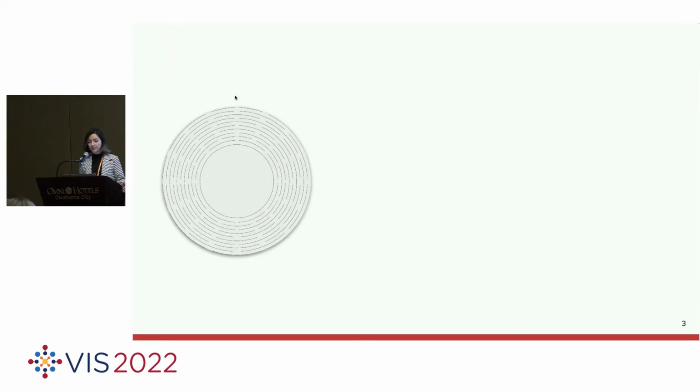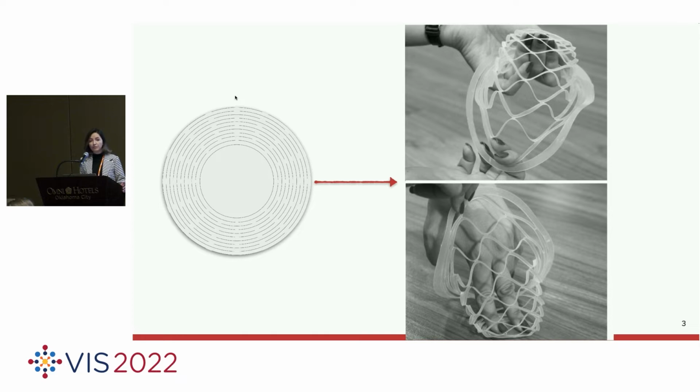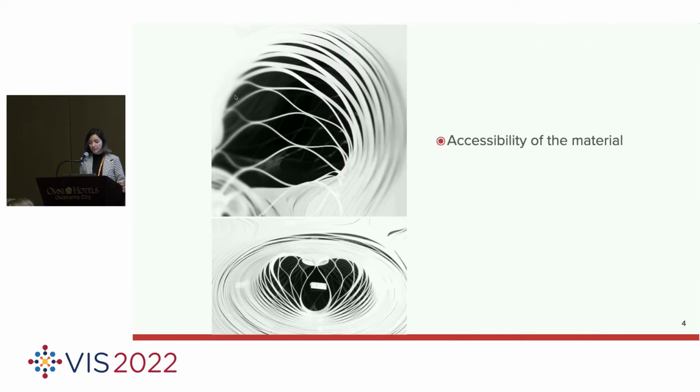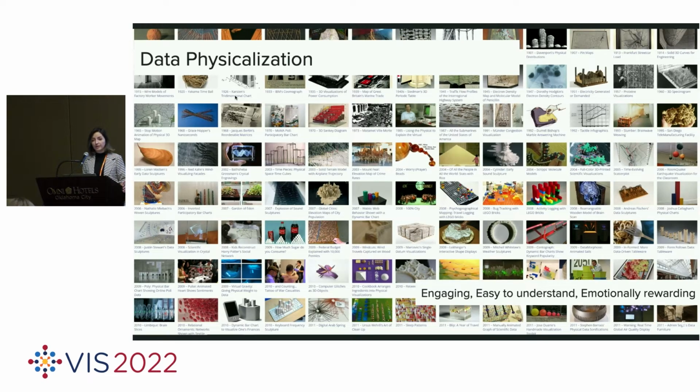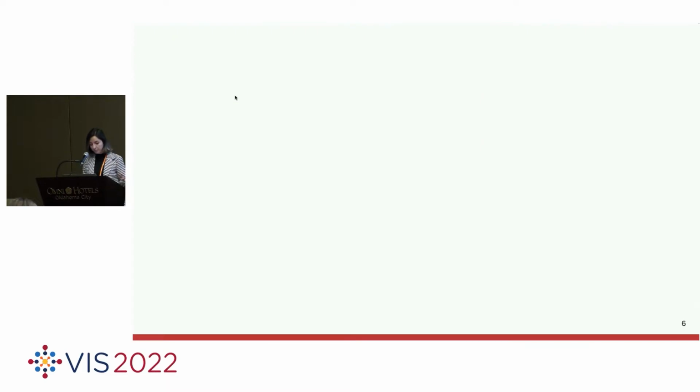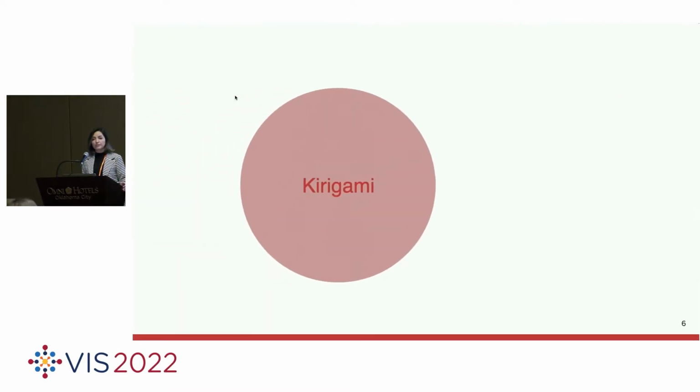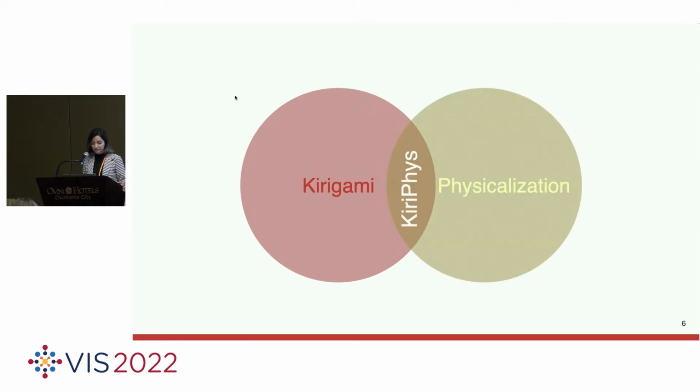Kirigami, the art of paper cutting, transforms sheets of paper into beautiful and complex three-dimensional structures. The accessibility of the material, the intrinsic interactivity, the inherent static, and possible physical variables in kirigami make it well-suited to information visualization. Our work is motivated by the rich attributes of kirigami and also the body of research that shows data physicalizations are engaging, easy to understand, and emotionally rewarding. We name this type of data representation that sits at the intersection of kirigami and physicalization CuriFiz.